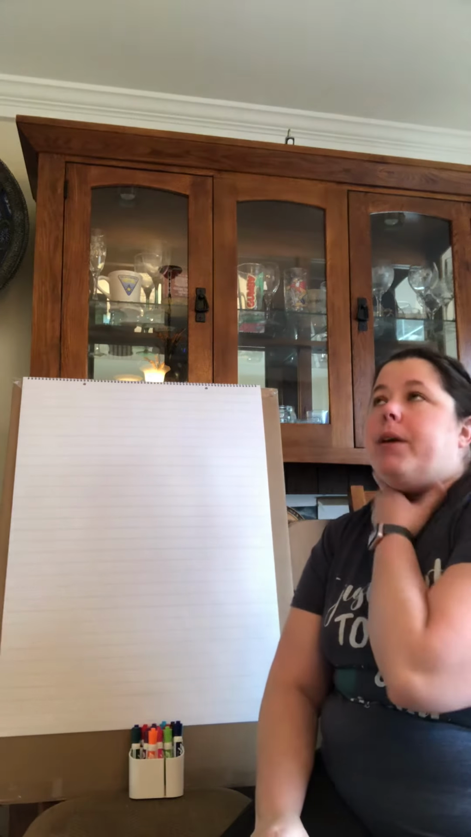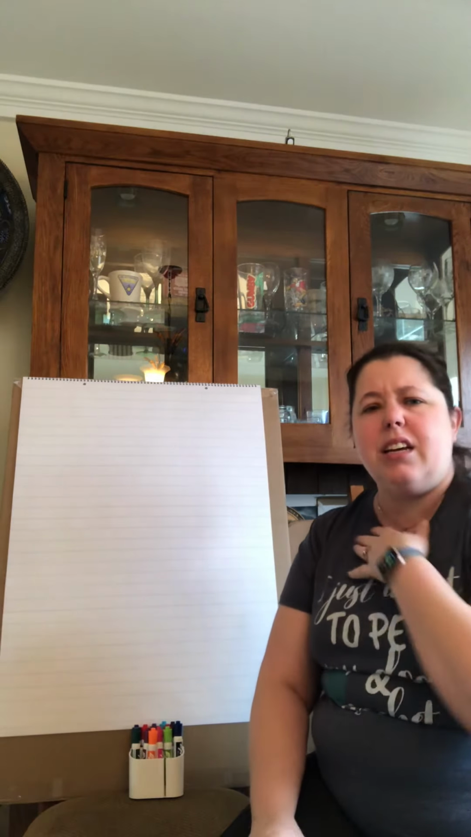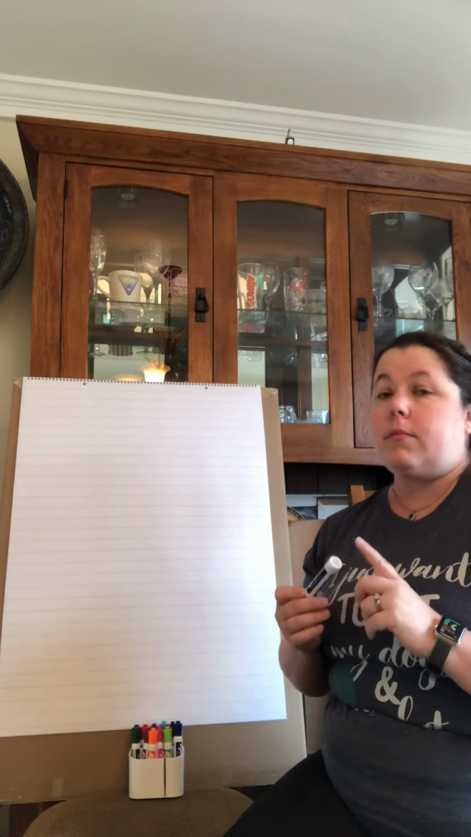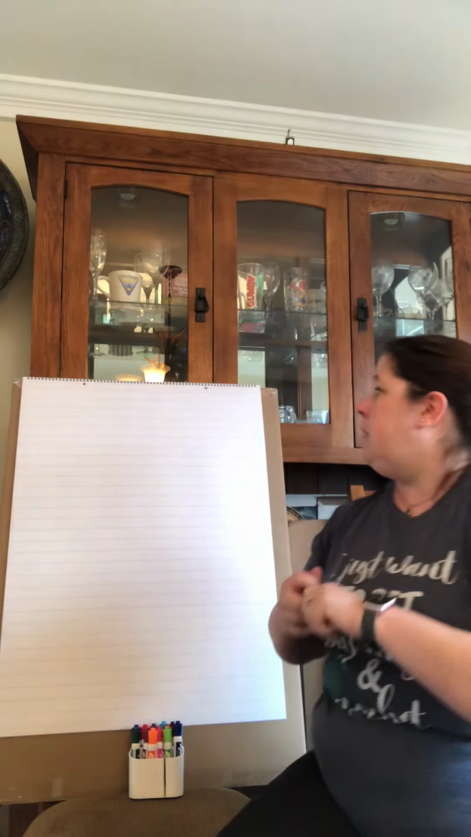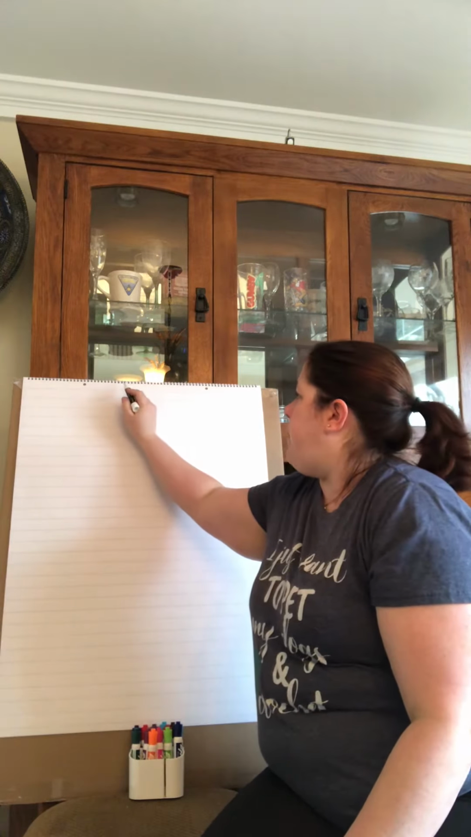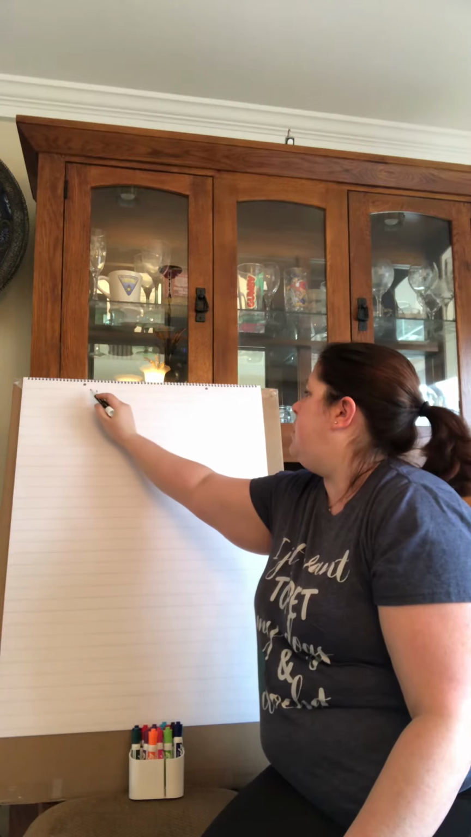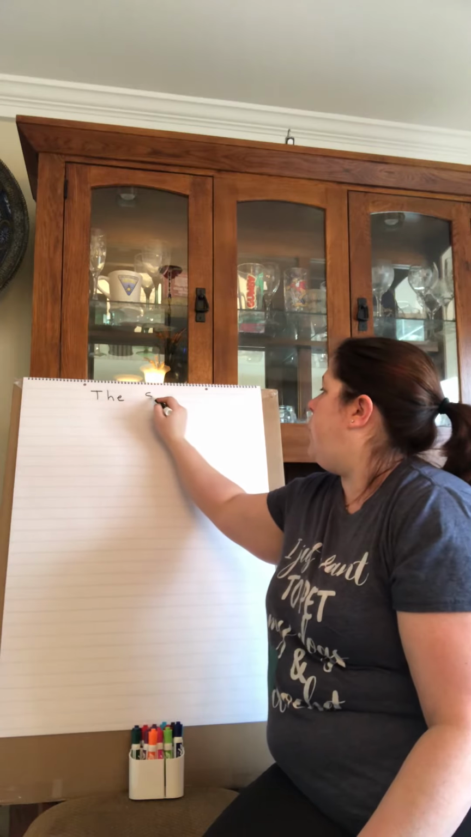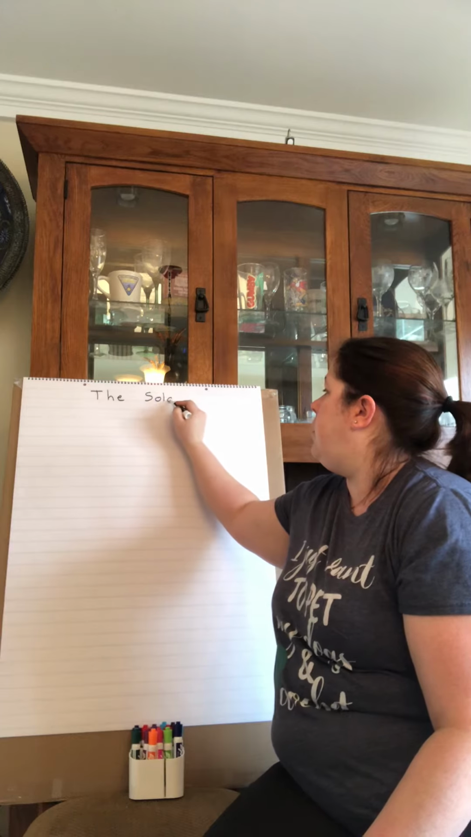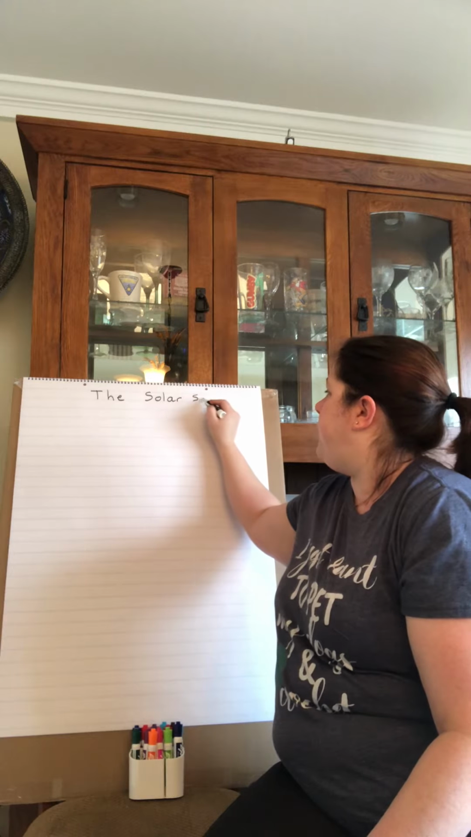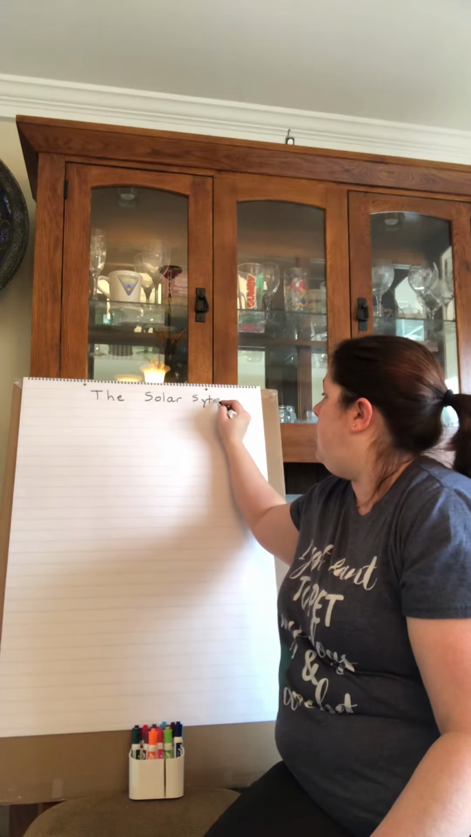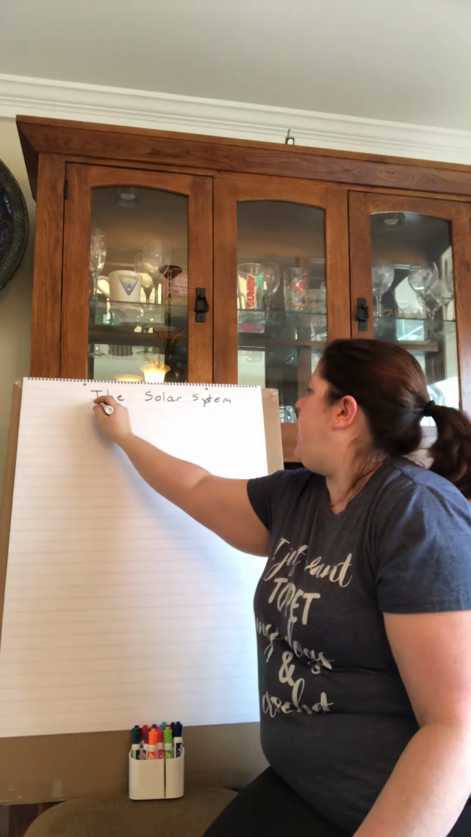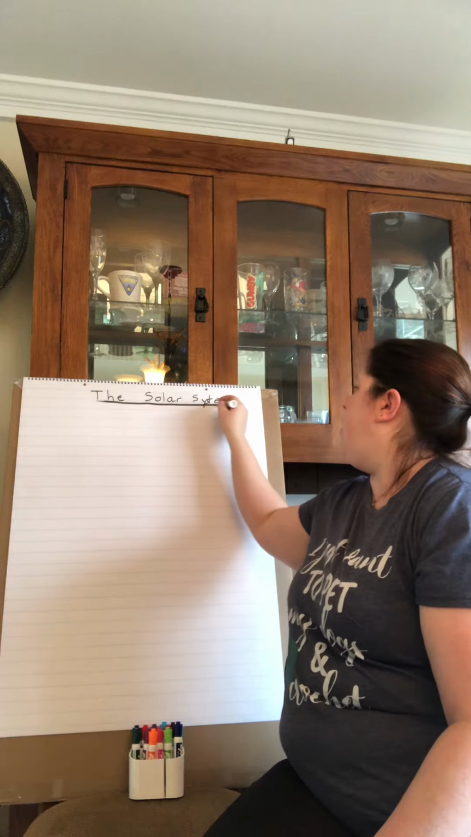So let's think of a topic that we could write about. We could write about anything. Let's write about our solar system. So at the top, I'm going to write the name of my paper. The solar system. Whoops, I misspelled that. System, there we go. And I'm going to underline that because that's the title of our paper.